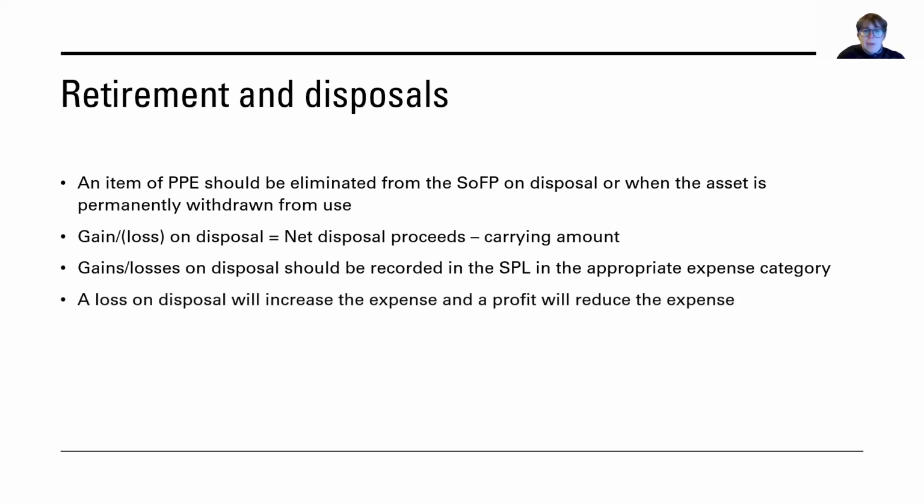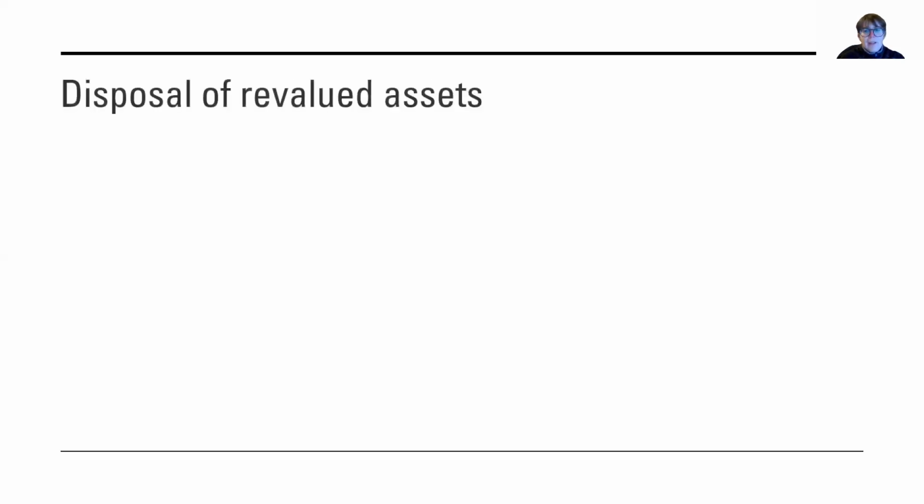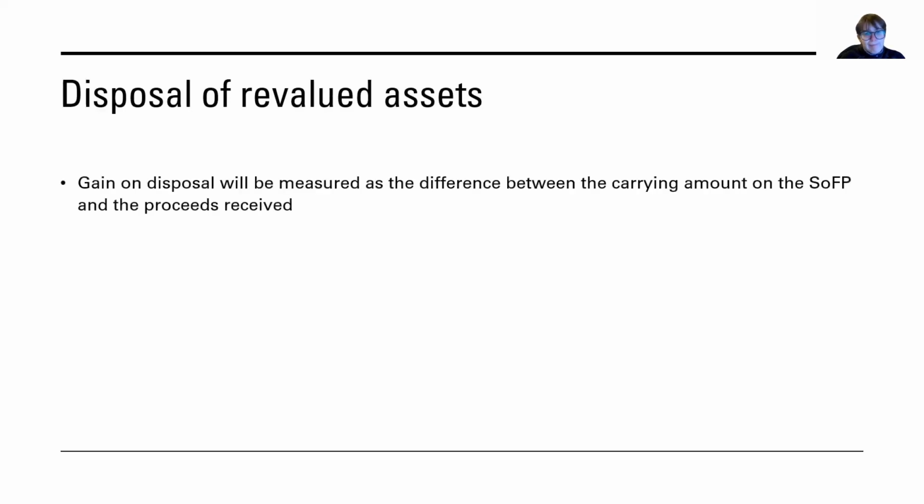So remember, if you have a loss on disposal, that is going to increase the expense, and a profit is going to reduce the expense. So disposal of revalued assets then. A gain on disposal is going to be measured as the difference between the carrying amount on the statement of financial position and the proceeds received.